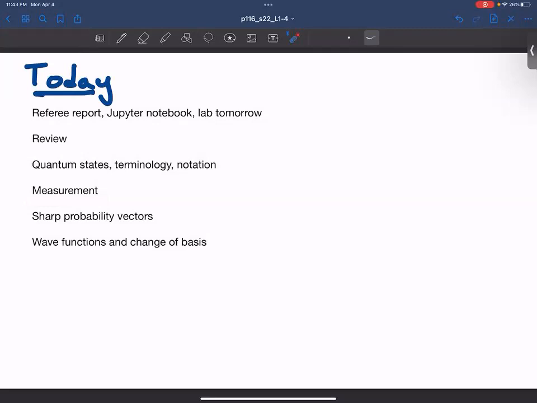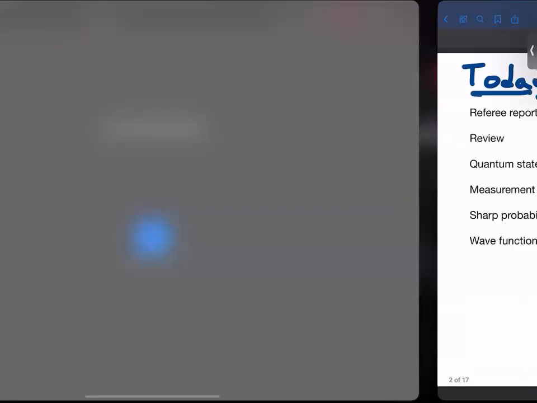That will also give us a chance to introduce sharp probability vectors, which could have been introduced earlier, but this is something that we'd like to introduce for the sake of sharpening the way that you can understand what a wave function is. And then we'll end today's lecture with wave functions and the change of basis formulas. So that's our plan.